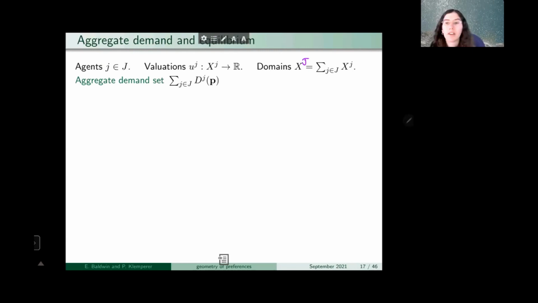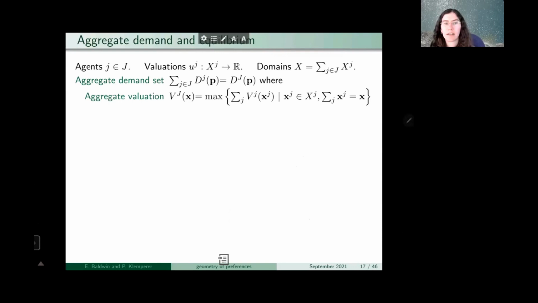We want then to think about what the aggregate demand is. Well, the aggregate demand set is just the Minkowski sum of the individual demands, the set-wise sum. And that is equal to the demand set corresponding to some valuation capital J, where what is this valuation capital J? We can write down what that is in terms of it being the maximum way of putting together the bundles from the individual perspective, adding up those values in the best possible way of distributing them across people.